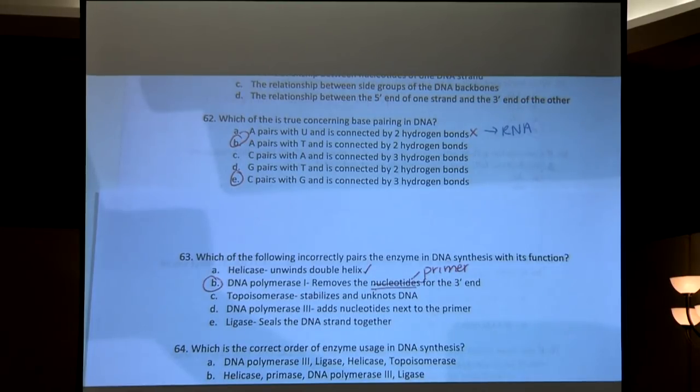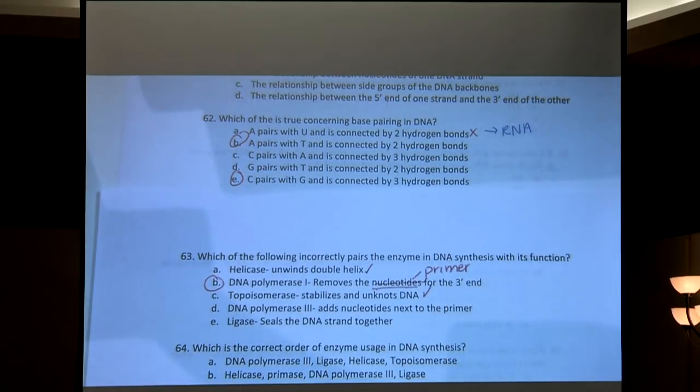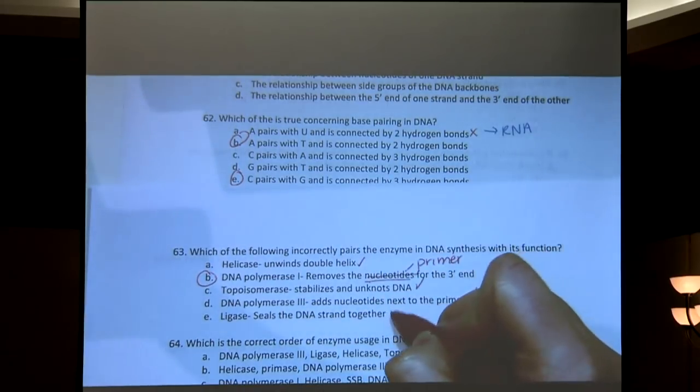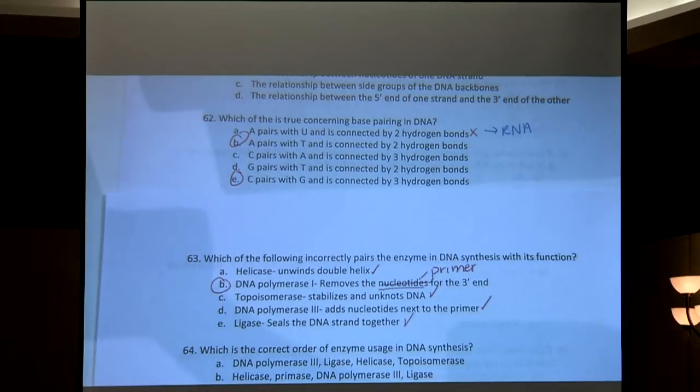So for the next ones, does topoisomerase stabilize and unknot DNA? Good. So that one is true. Does DNA polymerase 3 add nucleotides next to the primer? So this one's also true. DNA polymerase 3 particularly works on elongating for DNA synthesis, so it's going to allow those nucleotides to keep being added. And then does ligase seal the DNA strands together? Good. So it seals the DNA strands together. It also seals the nucleotides next to one another together. It helps seal basically everything together.